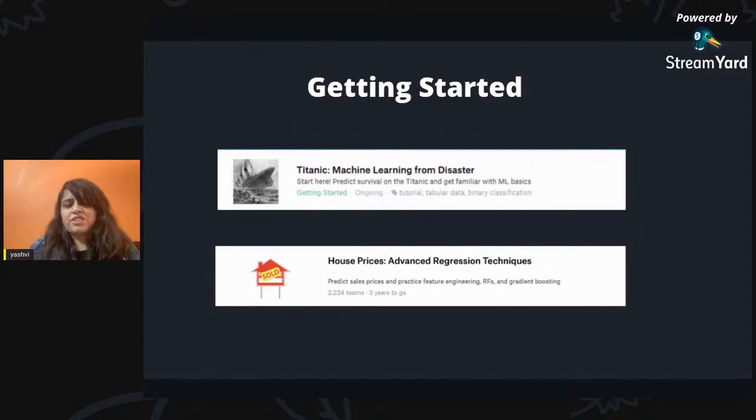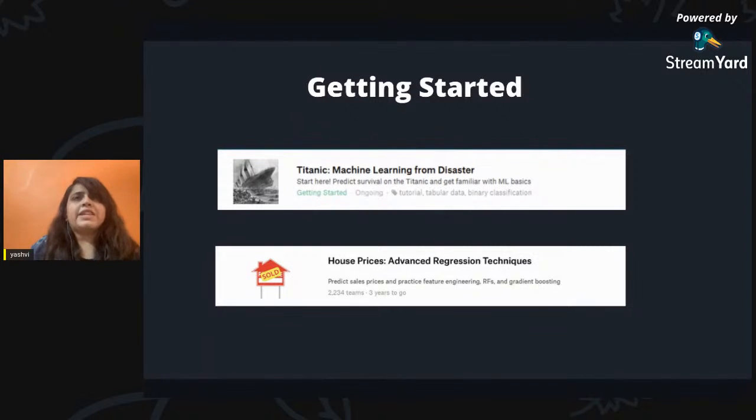And then after you have done all these courses, you start with one of the getting started competitions, this Titanic machine learning. When you start learning C++ or Java or any language, you first write the hello world code, right? So Titanic is the hello world for machine learning. In this we have to predict whether a person will survive or not. It is a classification problem. You can definitely start with this because it will give you a rough idea of how competitions work.